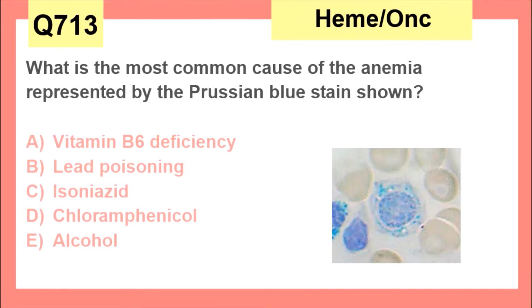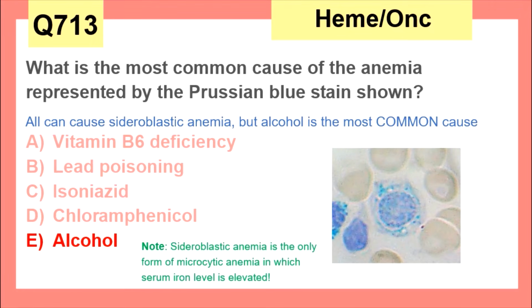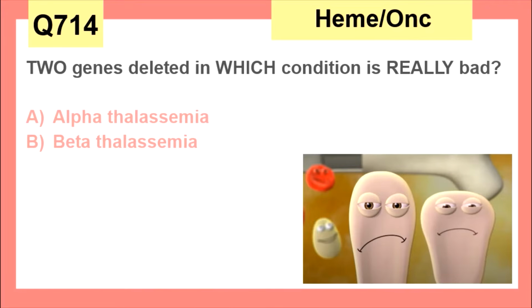713. What's the most common cause of anemia presented by the Prussian blue stain shown? So this is sideroblastic anemia, where we see the iron piling up in the mitochondria surrounding the cell. We see this most commonly in alcohol. Alcohol can cause a sideroblastic anemia. Actually, all of these can cause sideroblastic anemia, but alcohol is the most common cause. Now, I wrote a note over here that sideroblastic anemia is the only form of microcytic anemia in which serum iron level is elevated.